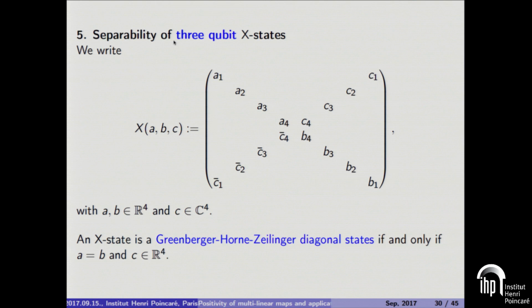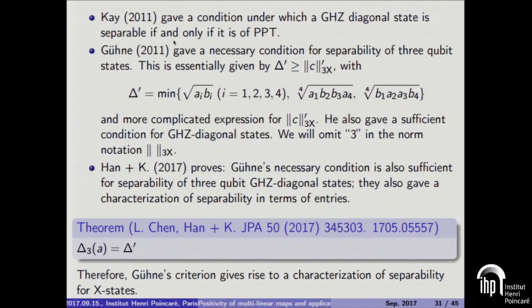This is exactly the GHZ diagonal state case. Some quantum physicists already considered the separability of the state in the three-qubit case. For example, Kay gave a condition under which a GHZ diagonal state is separable if and only if it is PPT. As I already said, the notion of PPT is very easy to characterize and determine.